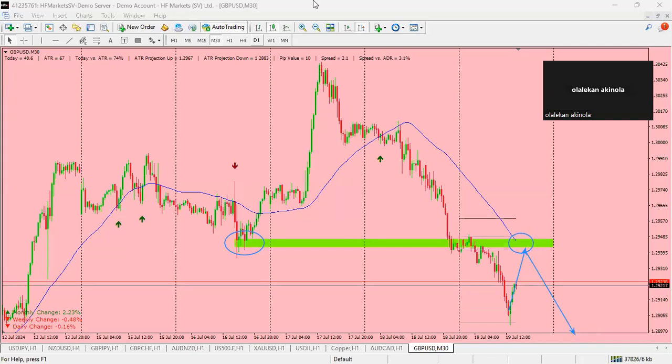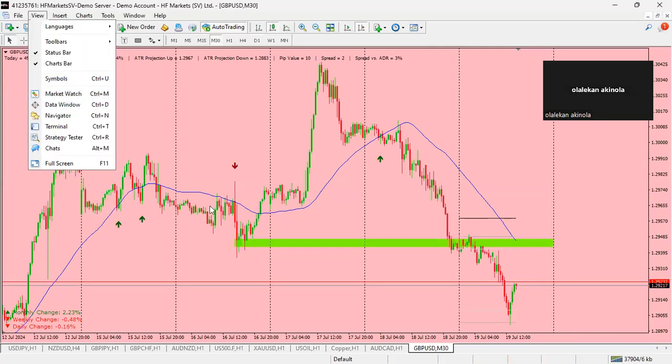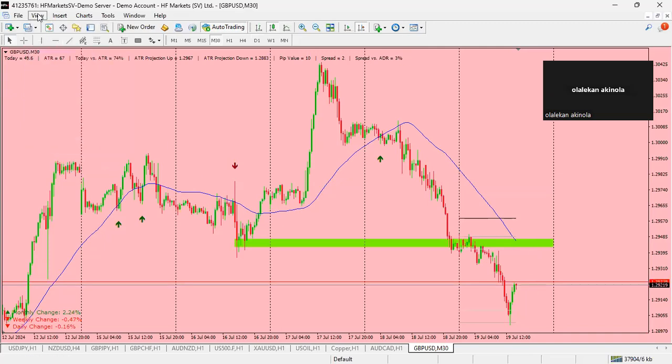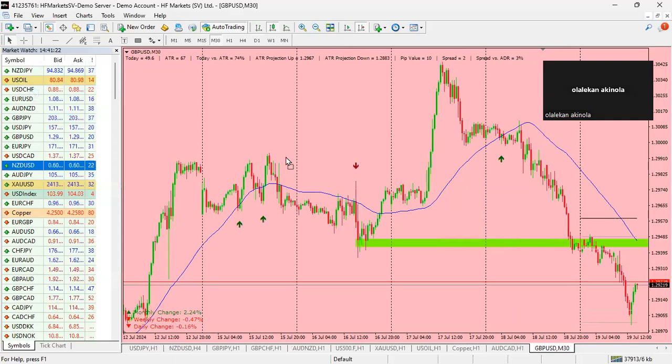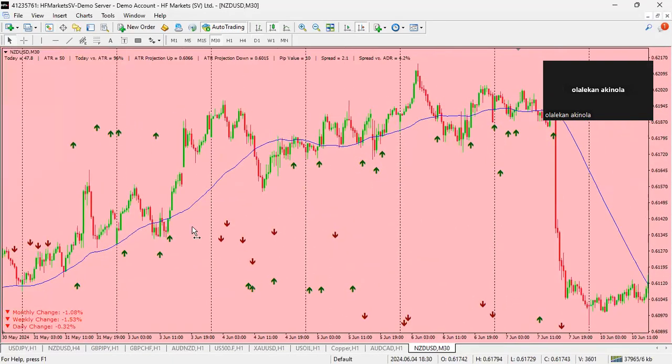Let's look at some other charts. We did talk about the antipodeans also losing against the dollar. In fact, NZD is the weakest currency in the market. So let's see what's happening with NZD USD.